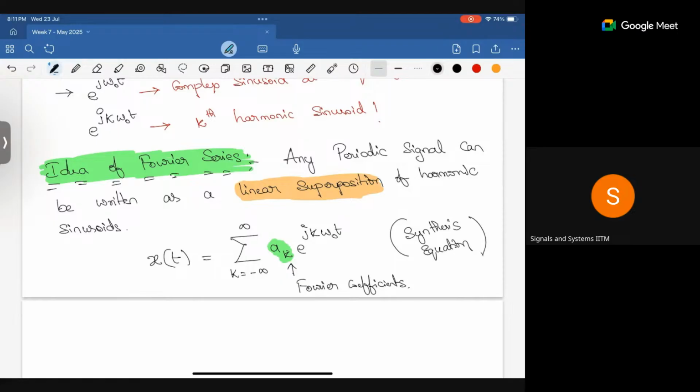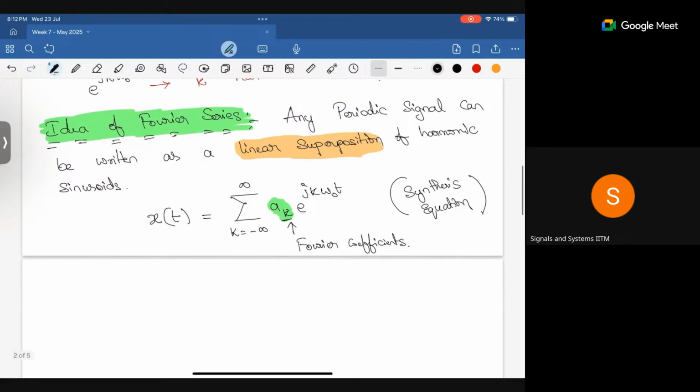Okay, so x of t, you express it as summation k equals minus infinity to plus infinity a k times e power j k omega naught t. And all we need is to find out this a k. So our ultimate goal, if somebody asks you to find the Fourier series representation, that means you are not behind this. It is already e power j k omega naught t. So you should know omega naught, but you are not majorly behind this. So our primary goal should be computing these a k's, which are the Fourier coefficients.